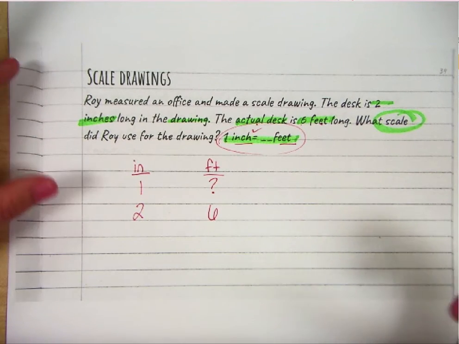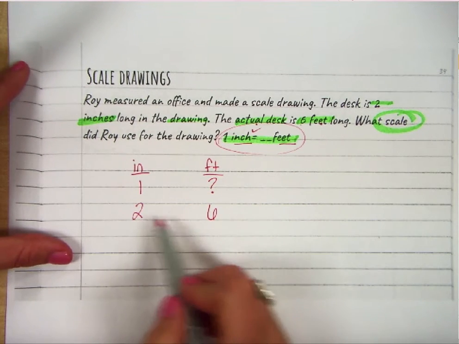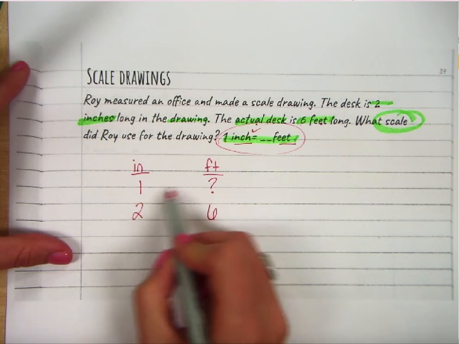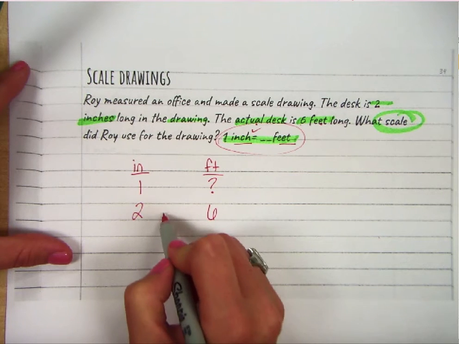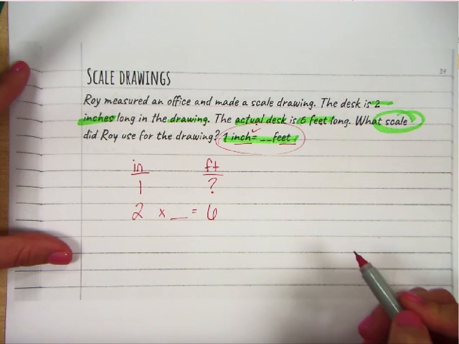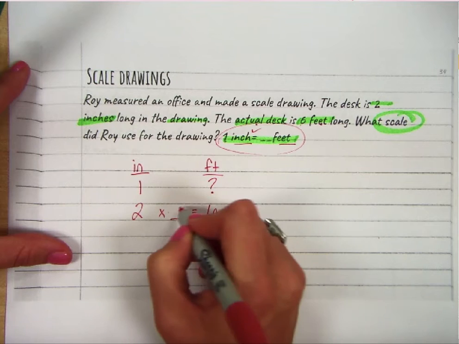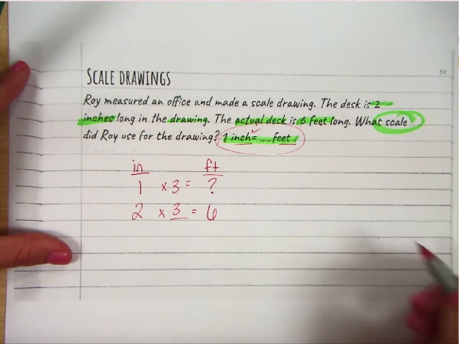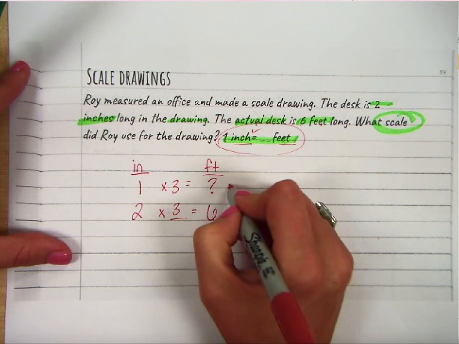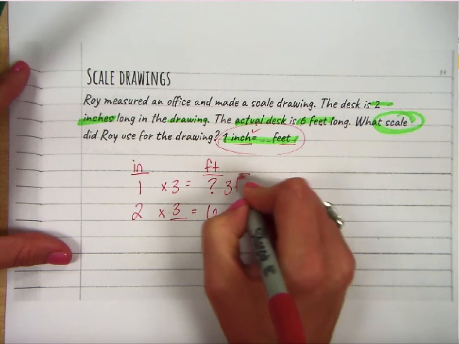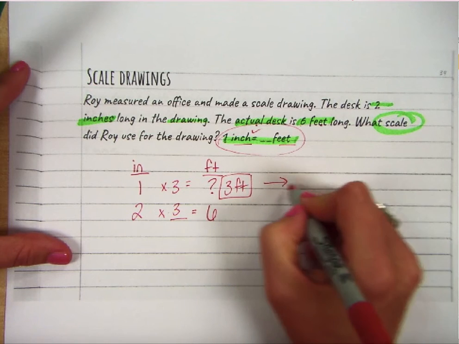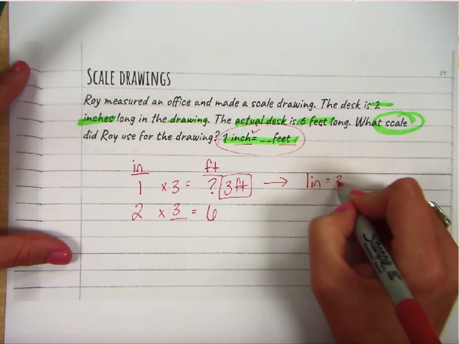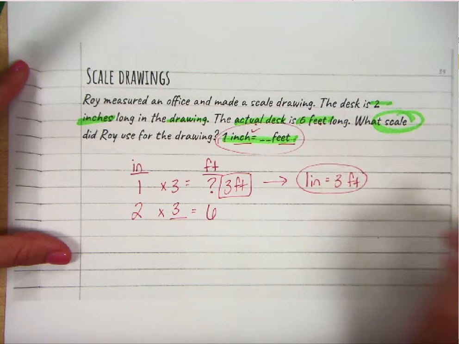So, again, we do it the exact same way we've been doing it. Find the scale factor. I can't use this part, but I can use this. 2 times some number equals 6. 2 times 3 equals 6. So that means that 1 times 3 gives me this value. 1 times 3 is 3. Great job. So now my scale is 1 inch equals 3 feet. Okay?